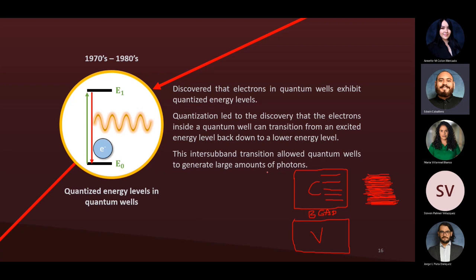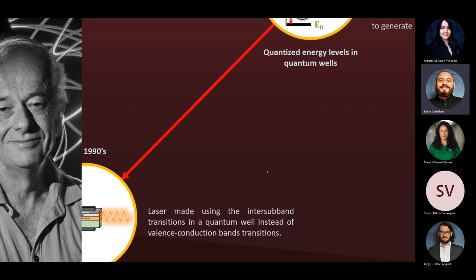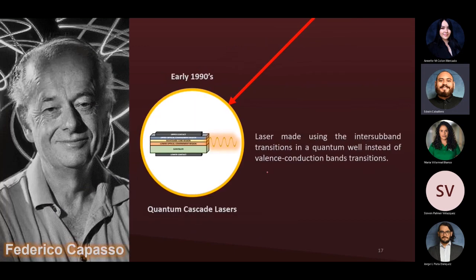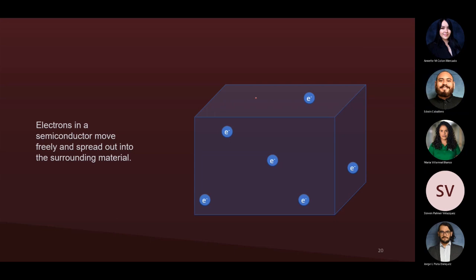And after this, if you put everything together, then you get the first quantum cascade laser, created by Federico Capasso in the early 1990s. Basically, the effect that it uses is it transitions electrons through intersubbands, and that way it generates a beam of light. And we're going to see how it works right now, how a QCL works. So, basically, semiconductors. We have a solid. In the solid, we have multiple electrons. They're all moving freely from one side to the other.